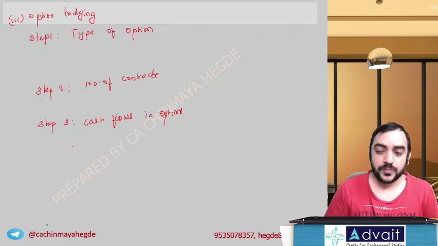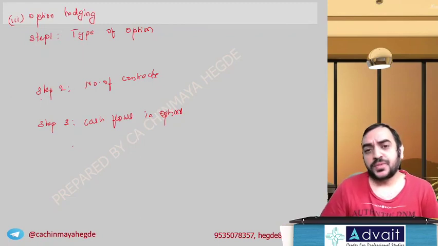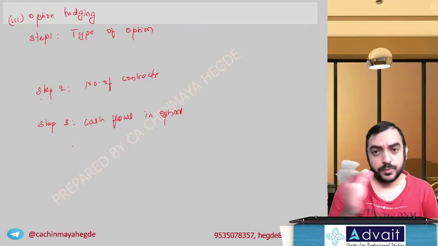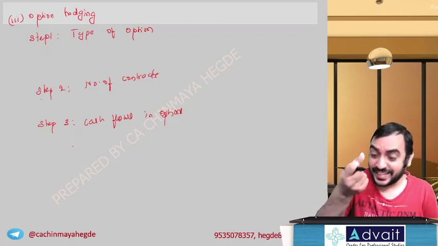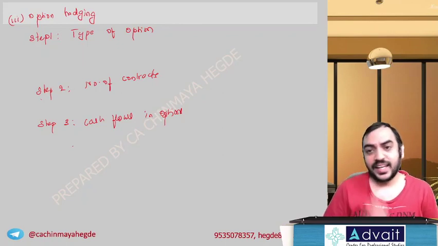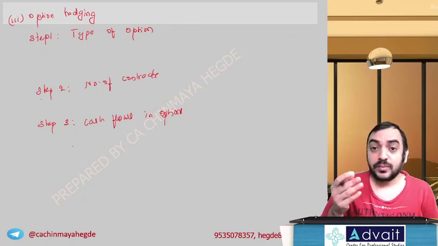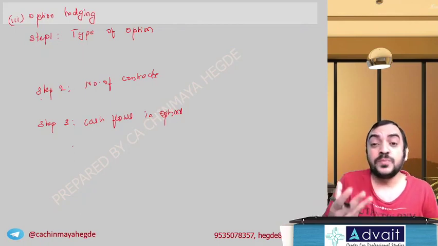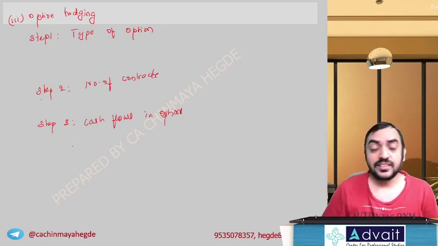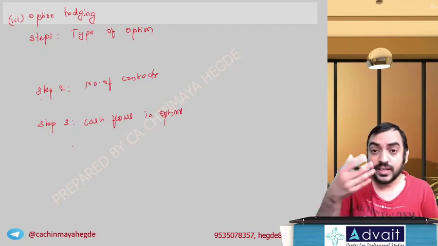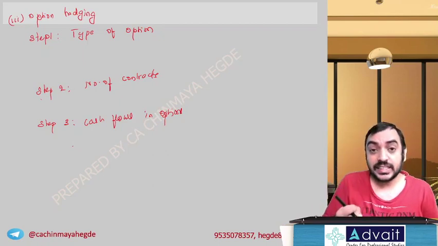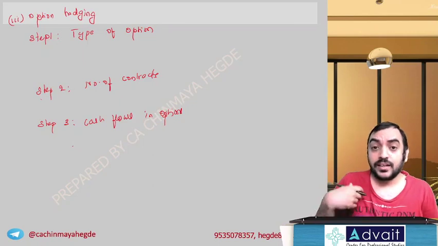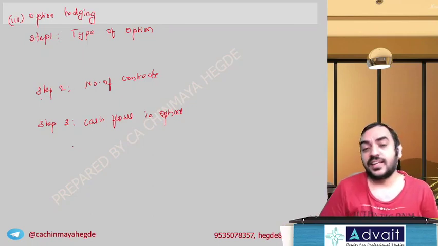Type of option. You know, two types of options are there. Call option, put option. Call option means the holder will pay premium and get the right to buy the underlying asset. The call option writer, C minus, will receive the premium and assumes the obligation to sell the underlying asset at a strike price. So call option holder gets the right to buy the underlying asset. Call option writer assumes the obligation to sell the underlying asset.